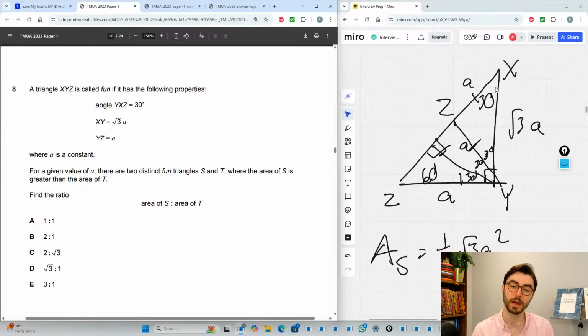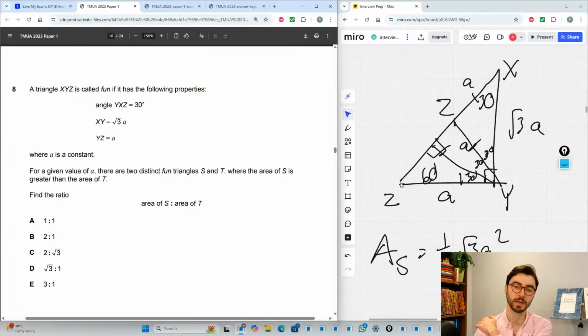But then I know that was the big one because I was thinking, how do I get the other one? How else can I draw my length A and still intersect this line?